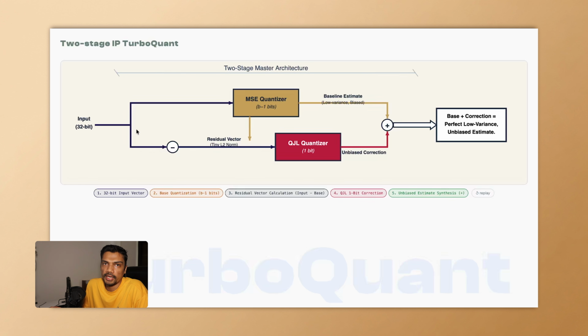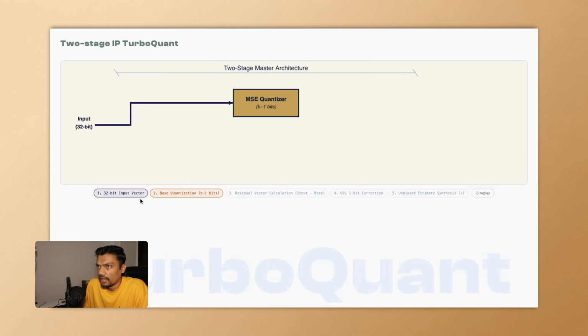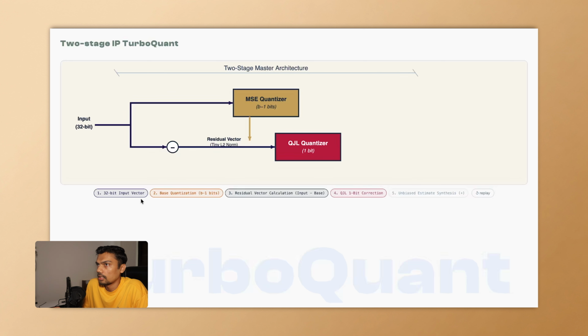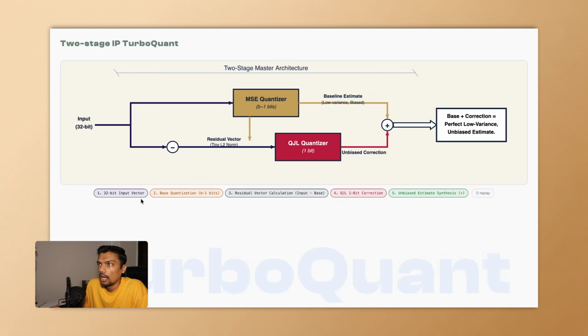Stage 1: apply the MSE quantizer at b minus 1 bits. This minimizes the L2 norm of the residual. Stage 2: apply QJL to the residual r. The residual has a small L2 norm thanks to stage 1, so the QJL estimate of inner products with the residual has small variance.